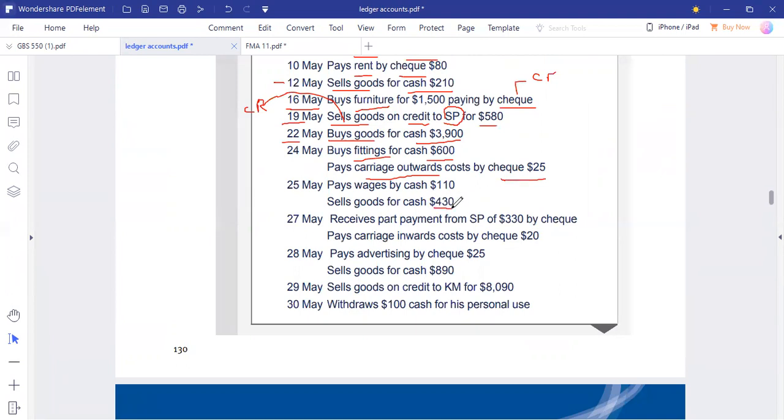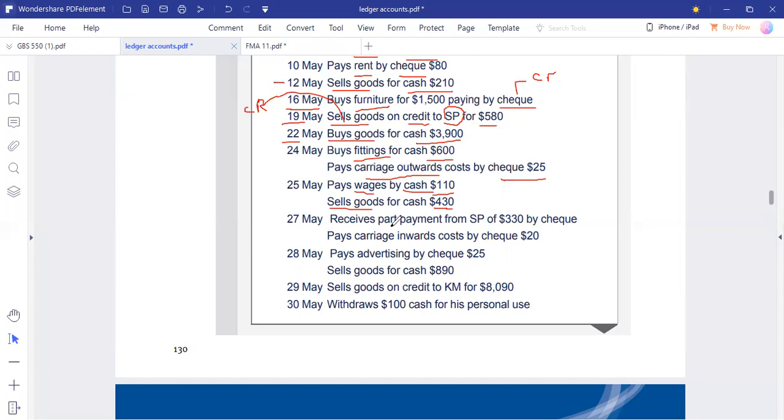So here we have the cash account and the wages. Cash account will credit and the wages account will debit. Sales are always having a credit transaction. So credit sales and we debit cash because we're receiving.